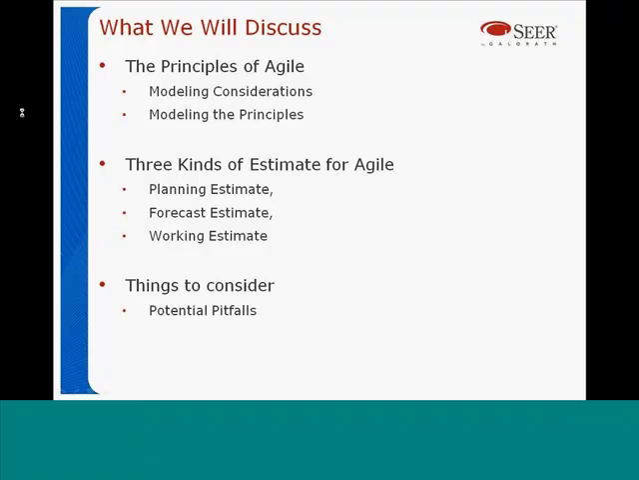Now, typically when I'm building an Agile estimate, I will do it in three different styles: a planning estimate, a forecast estimate, and a working estimate. And I'm going to touch base on each of those three different types of estimates. And finally, before we finish, I'll talk about a few things to consider, because there are a few potential pitfalls that you may encounter.